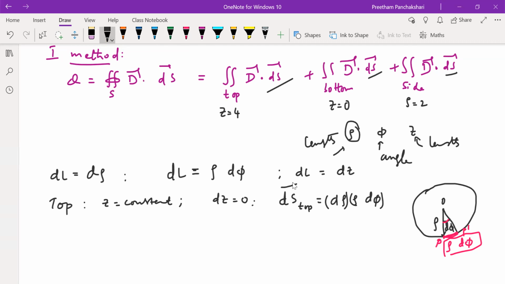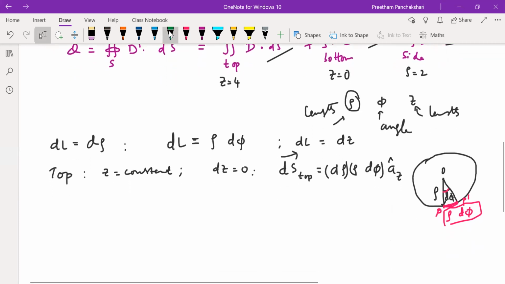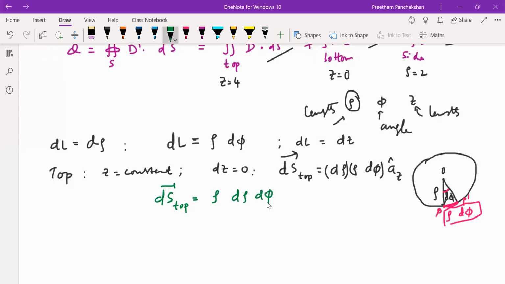But differential surfaces are vectors, so the direction of the top surface is upward, so the direction is a cap z. So the top of the cylinder always looks upward. Keeping this point in mind, we have the differential surface area, a small surface area for the top surface of the cylinder, given by rho d rho d phi a cap z.